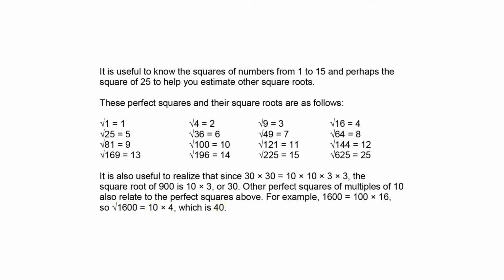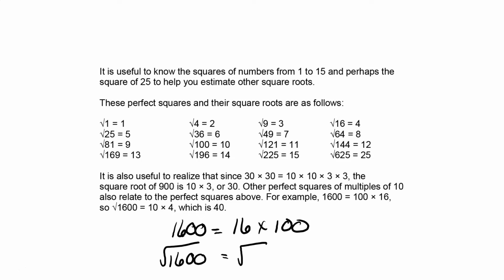To explain this a little more, 1600 is equal to 16 times 100. Since we're looking for the square root of 1600, that's the same as the square root of 16 times the square root of 100. So that's how we get 4 times 10, being 40.